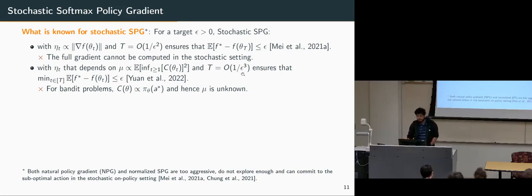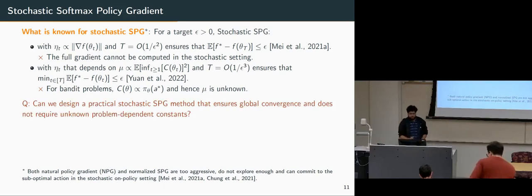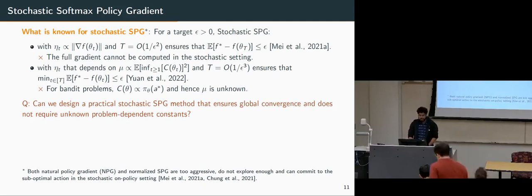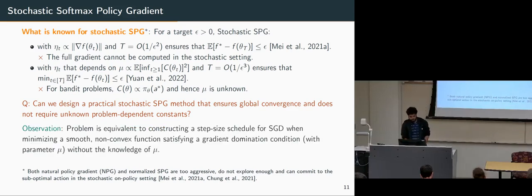Okay, so again, with t over 1 over epsilon cube iterations, this can get you this bound. But again, mu is not known, and you cannot implement this algorithm. So we are kind of stuck at this point. So the question is, can we design a practical stochastic SPG method, say at least for bandits, that gives us global convergence and does not require setting parameters according to these unknown problem-dependent constants?